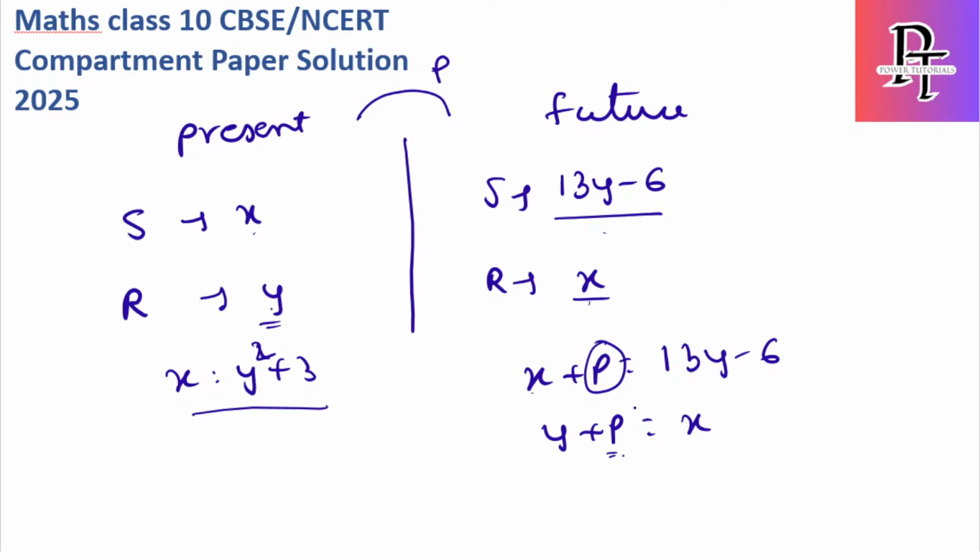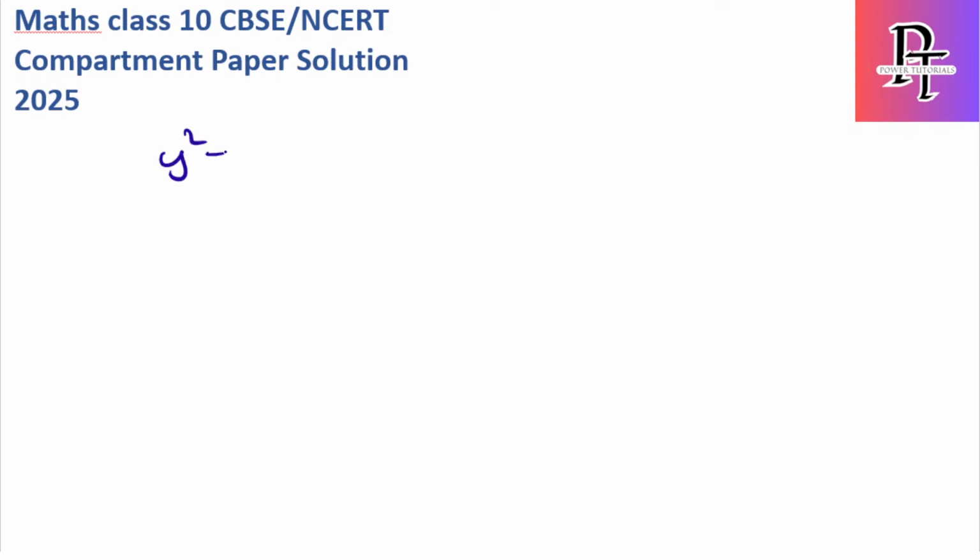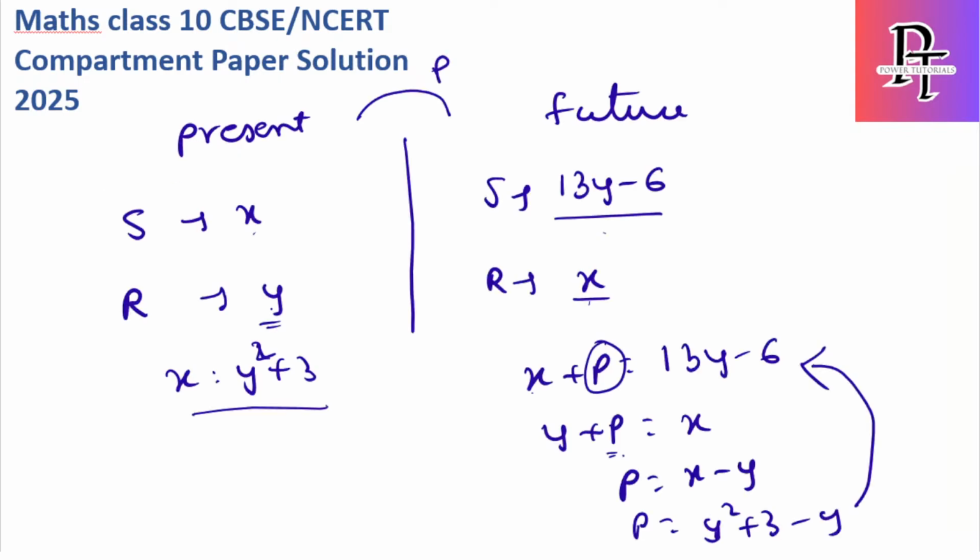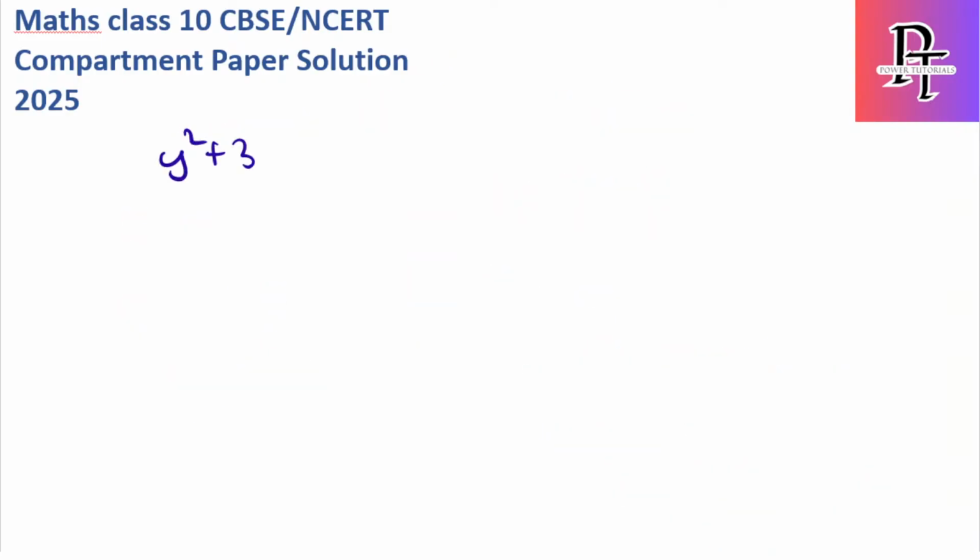So here I can simply say the p value is nothing but x minus y, and replacing y as the p value, you will get p value as y square plus 3 minus y. Okay, substitute this in this equation. So I will get the x term also as y square plus 3. So y square plus 3 plus p is y square plus 3 minus y, plus y square plus 3 minus y is equal to 13y minus 6.